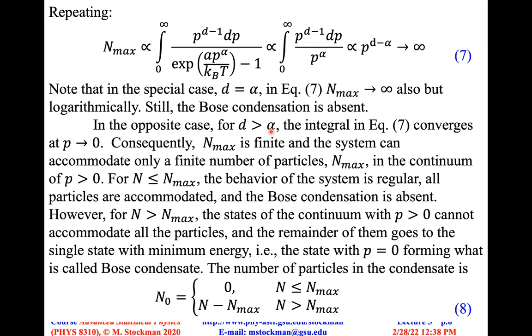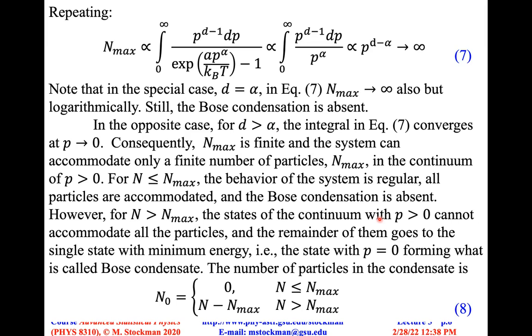However, what will happen if I add a number of particles greater than Nmax? Then we know the states of the continuum with p greater than 0 cannot accommodate all these particles, and the maximum they can accommodate is Nmax. And if I added more particles, where does the remainder of the particles go? Of course, they go in such a way that the energy of the system is minimized. So they go to the state with lowest energy, and that is the state with p equals 0. So the state p equals 0 accommodates all excessive particles over Nmax.